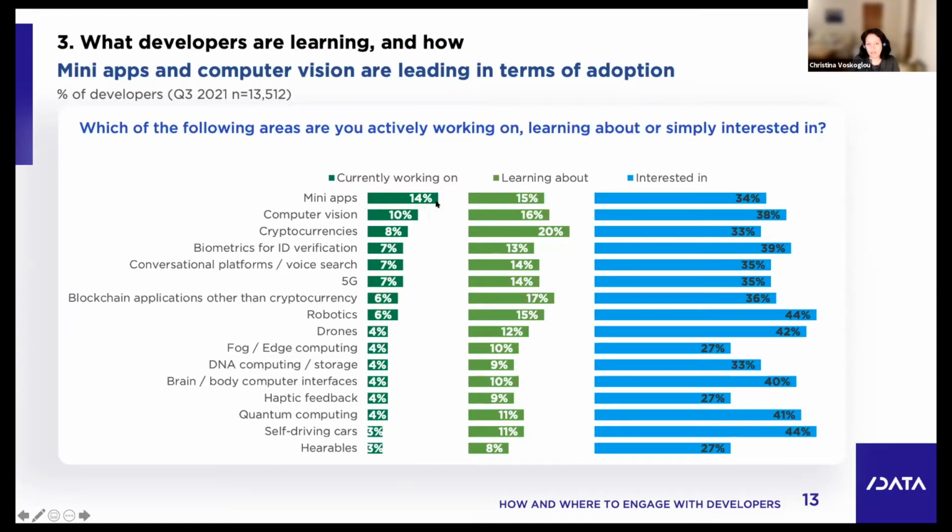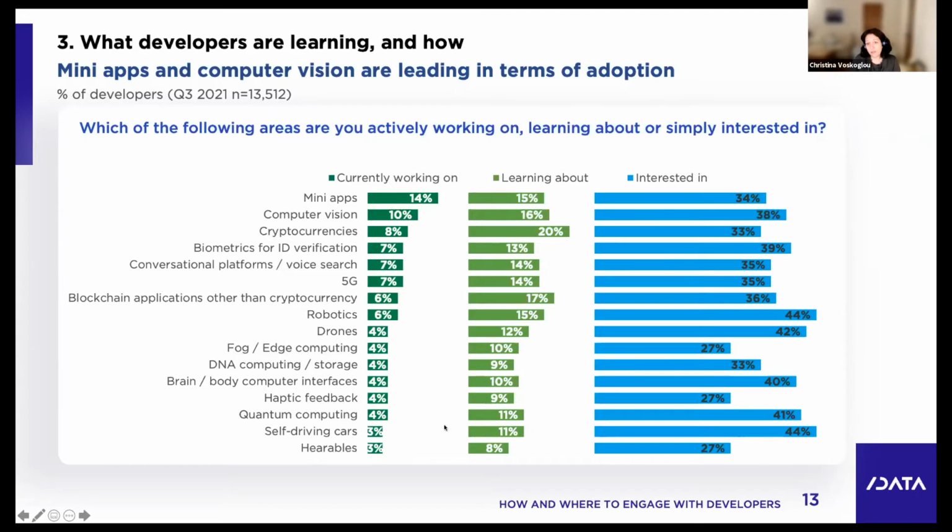So you can see that mini apps and computer vision are the most widely adopted right now out of emerging technologies. And of course, there's also a lot of interest in them and learning. And at the bottom here of the ranking, you'll find several technologies such as quantum computing and self-driving cars, for which there is interest, but it's just interest that doesn't materialize into anything more than that.